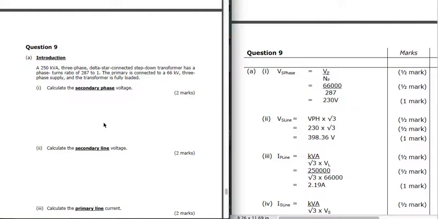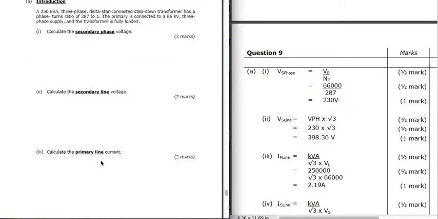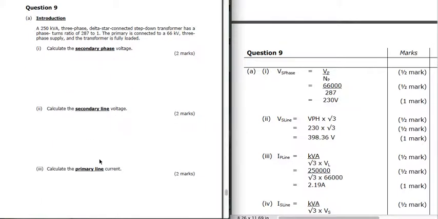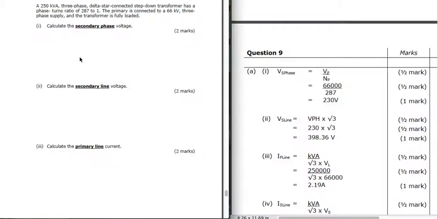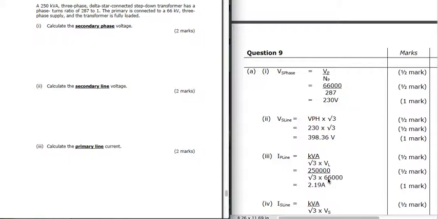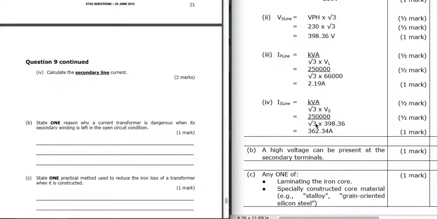The secondary line voltage is going to be √3 bigger than that phase voltage. So it's going to be 230 volts times √3 to give us just under 400 volts. The primary line current is going to be that 250 kVA divided by √3 times VL. Now VL is our 66,000 volts on the primary side. It gives us just over 2 amps. The secondary line current, we're going to use the same formula, but we're going to substitute that voltage for that 398.36. So it's the same 250 kVA and √3 times 398.36 gives us just over 360 amps.